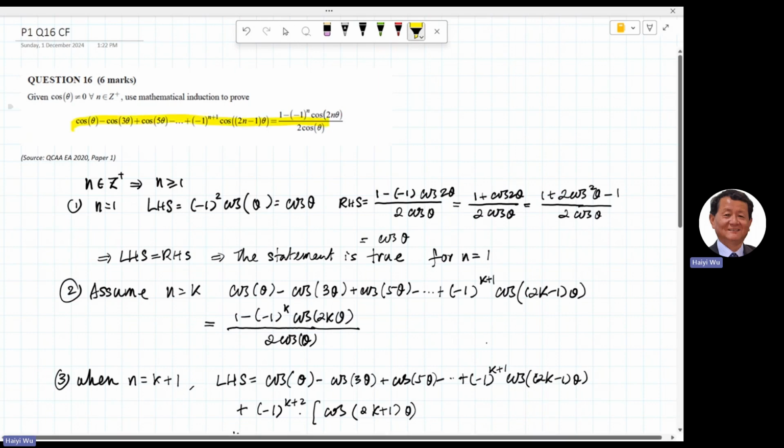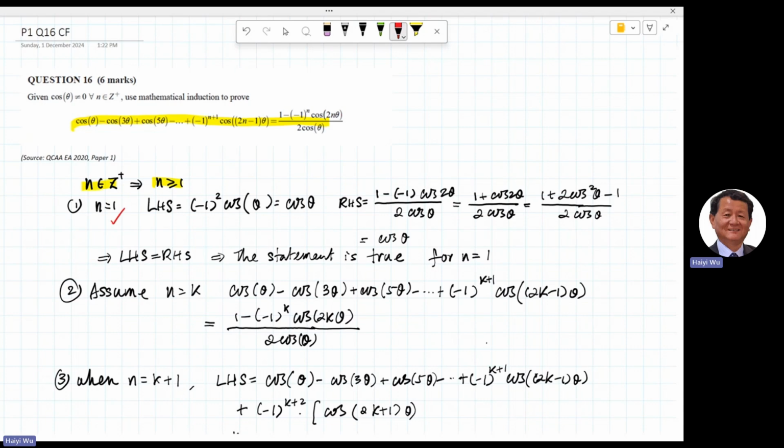My approach is we prove the left-hand side equals the right-hand side of the statement. But before we do that, we need to decide what the minimum n is first. You can see n is a positive integer, so our smallest n must be 1. So I'm going to start with n equal to 1, our initial n.